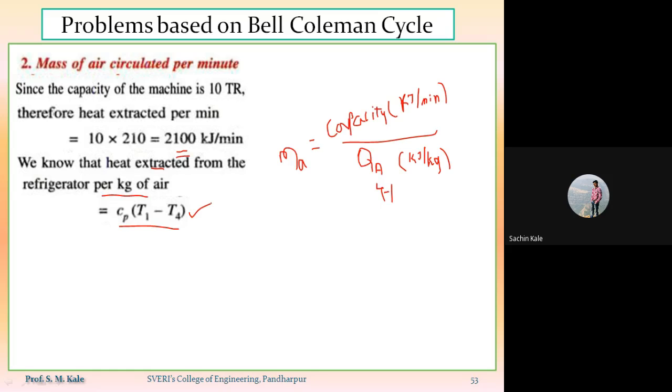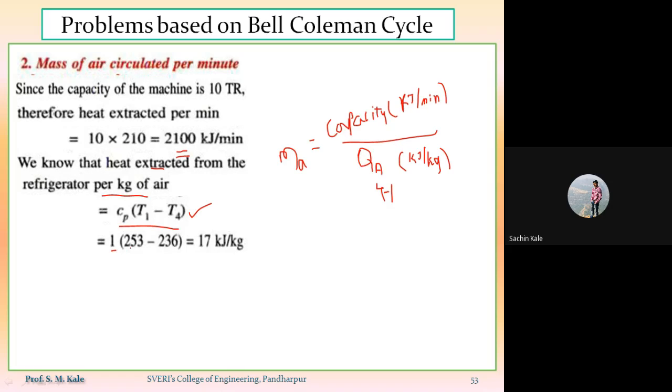Cp into T1 minus T4. Put the value of Cp here. Whether the value of Cp is mentioned in the problem: if it is not mentioned, then we have to take the value of Cp as 1 kilojoule per kg Kelvin. And if they do mention it, the corrected value of Cp for air is 1.005. You can consider either value, there will not be much difference, either 1 or 1.005.